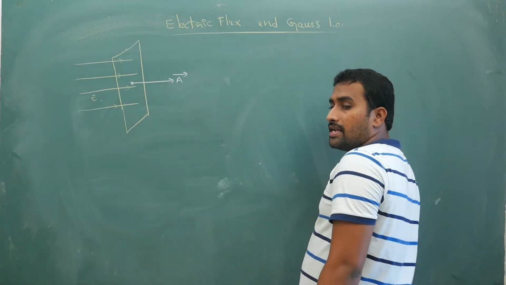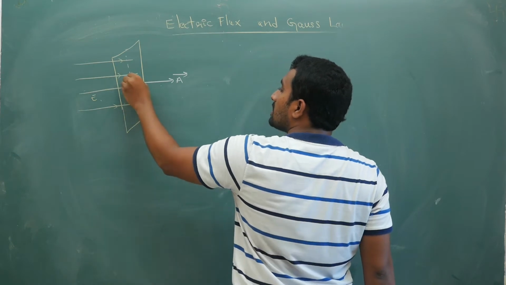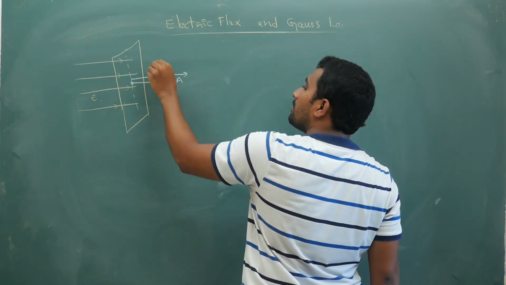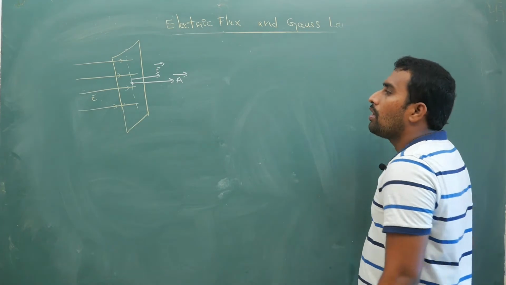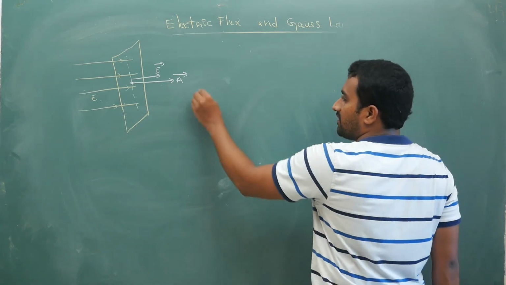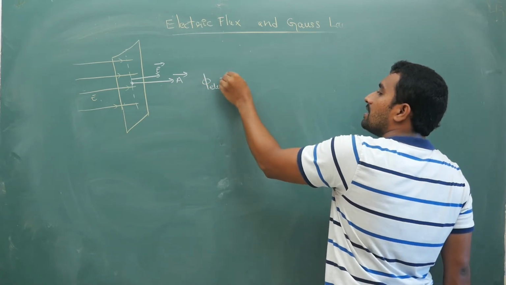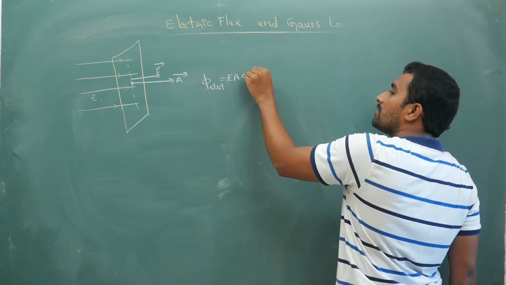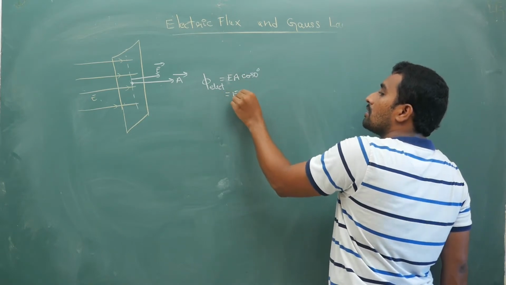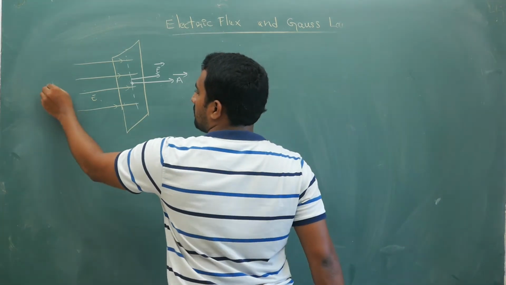Okay, your area is a vector quantity. So now here what is the angle between E bar and A bar? Here it is 0, and I told you if nothing is mentioned, consider uniform electric field. So in this case your electric flux is EA cos 0, because the angle between them is 0, that will become EA. Okay, right? This is your first example.